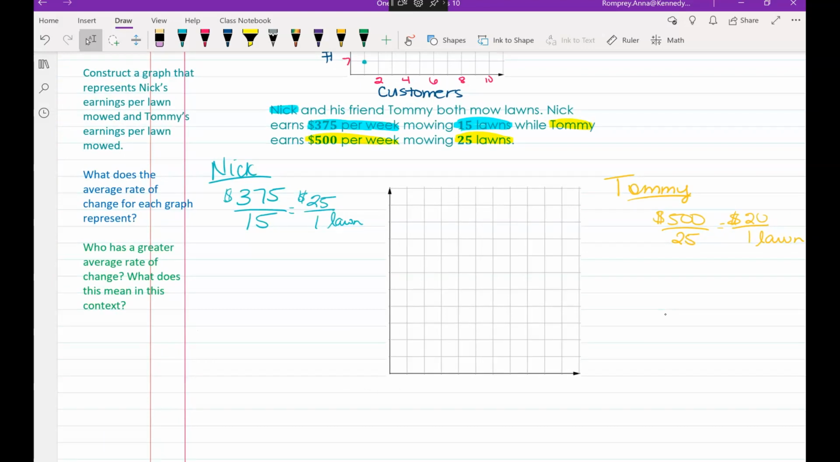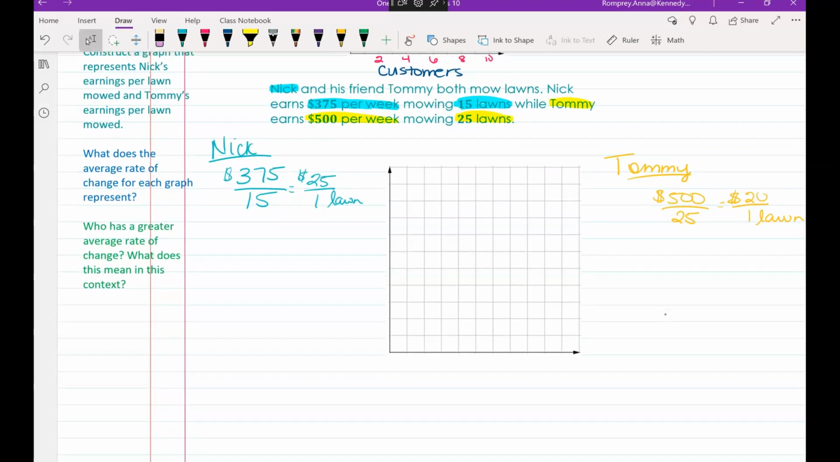So let's go ahead and construct a graph. So again, who depends on what? Well, the amount I make depends on how many lawns are mowed. So our independent variable is the number of lawns, and because the total cost, wait, is it cost? No, it's earned. Amount earned, money earned, however you want to say that. Amount earned depends on how many lawns are mowed.